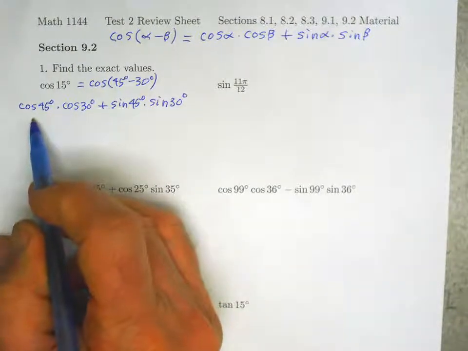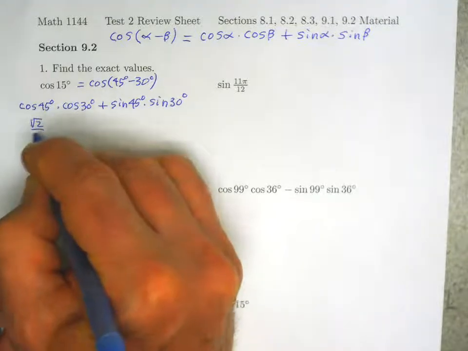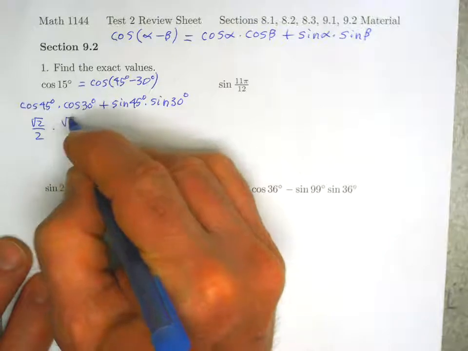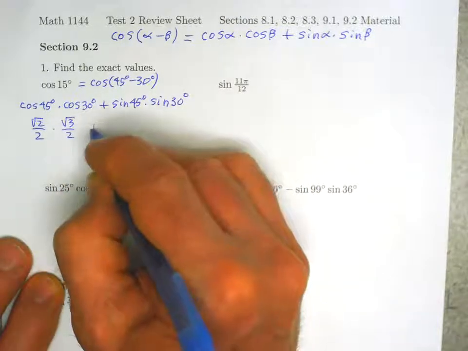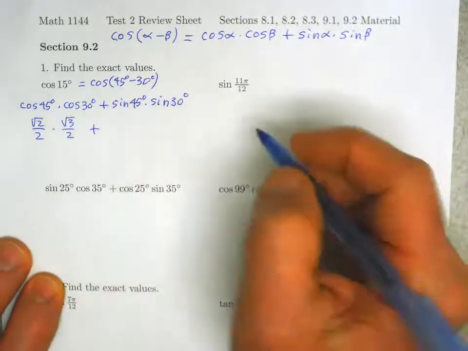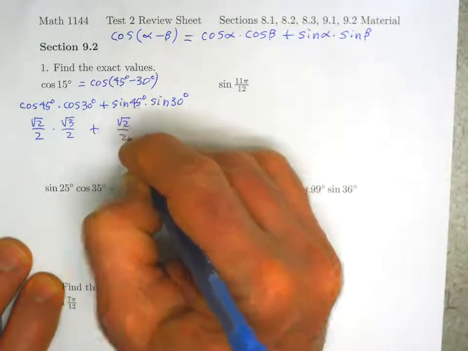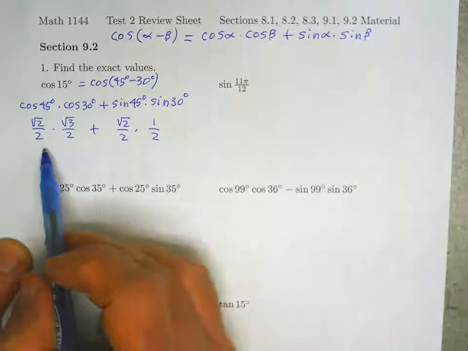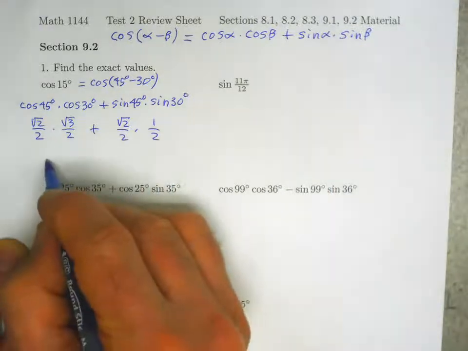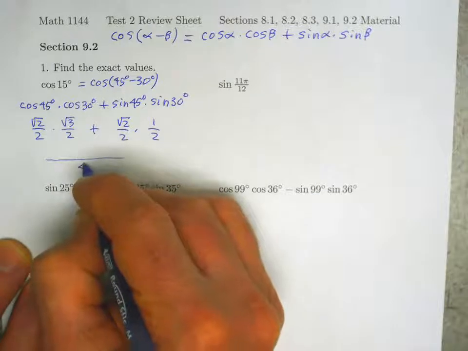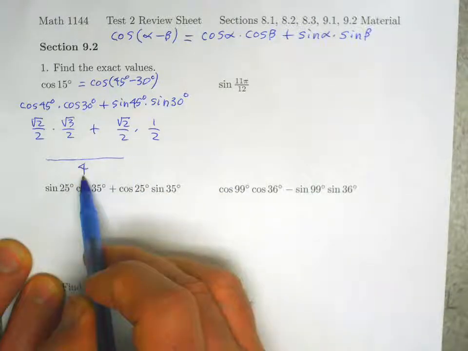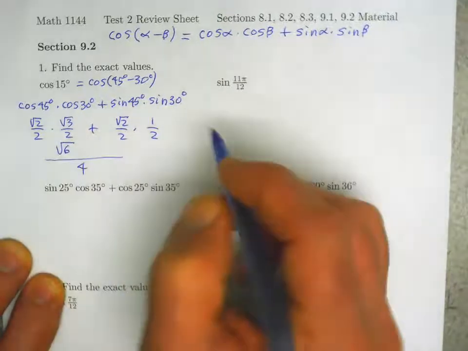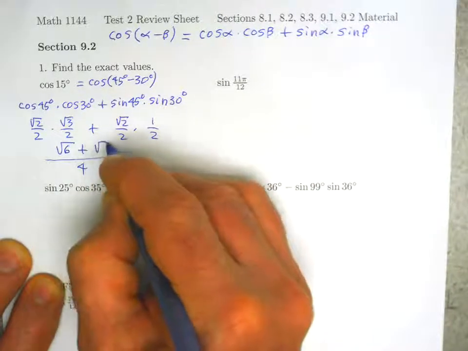Cosine of 45 degrees is square root of 2 over 2. Cosine of 30 degrees is the square root of 3 over 2. Sine of 45 is square root of 2 over 2. Sine of 30 is 1/2. And the common denominator is 4, so we can write a single expression with a denominator 4. Square root of 2 times the square root of 3 is the square root of 6, and then plus the square root of 2.